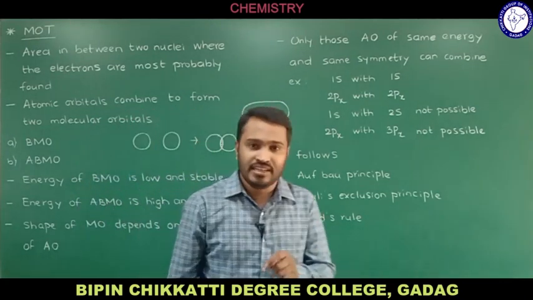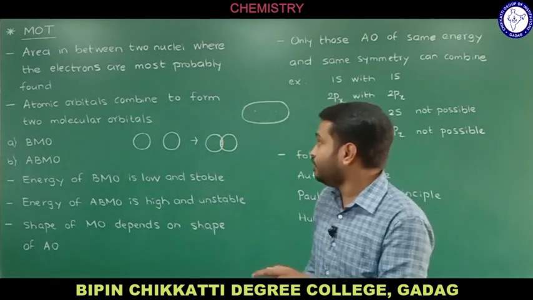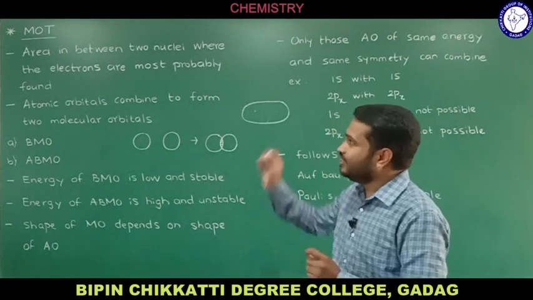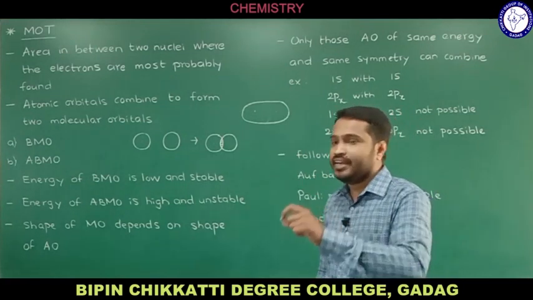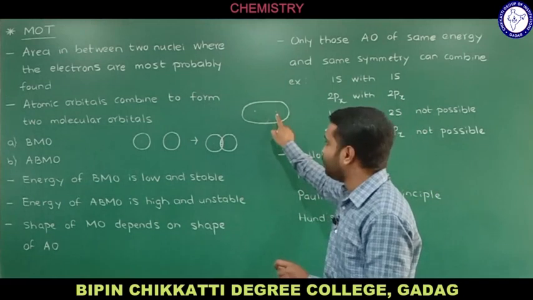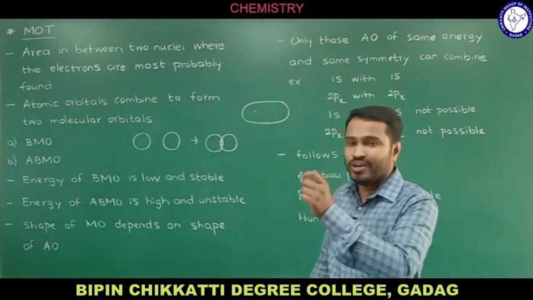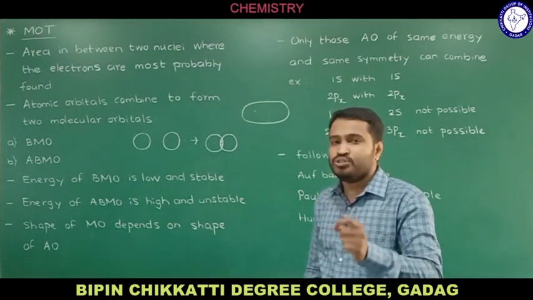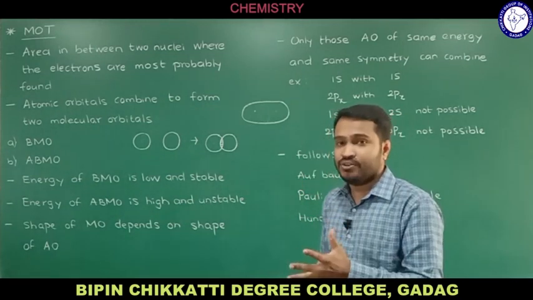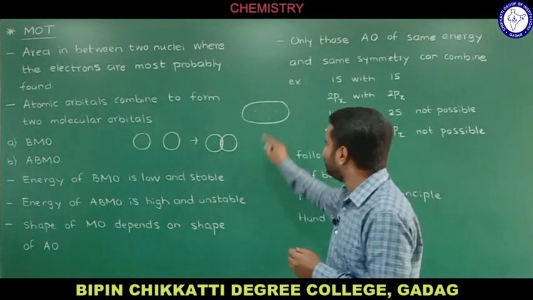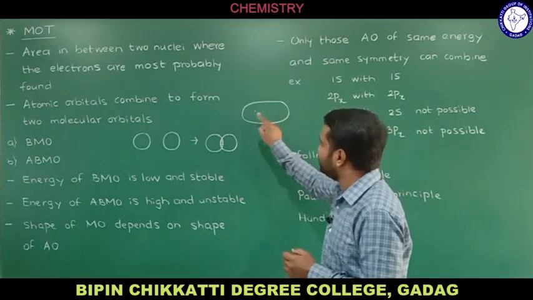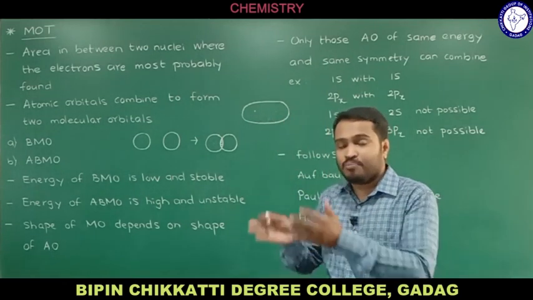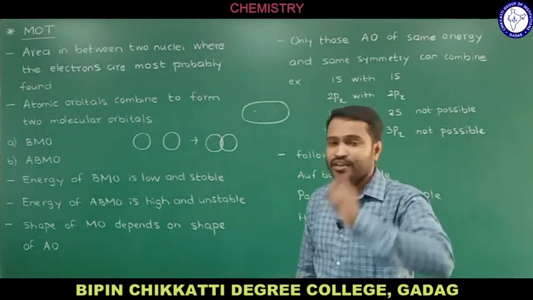Know that these two are very important to form the molecular orbital. So a molecular orbital is nothing but the area in between the two nuclei. This is one nucleus and this is the other nucleus. If you consider two nuclei with one electron each, the area between the two nuclei is where the electrons are most probably found. As we know, electrons are not static. So this is the region in between the two nuclei where the chances of finding the electron will be more, and that particular region is termed the molecular orbital.